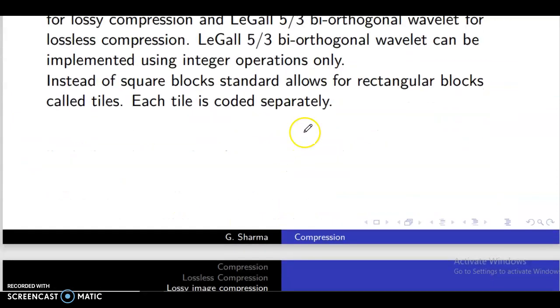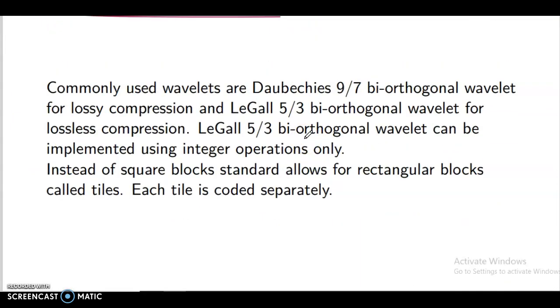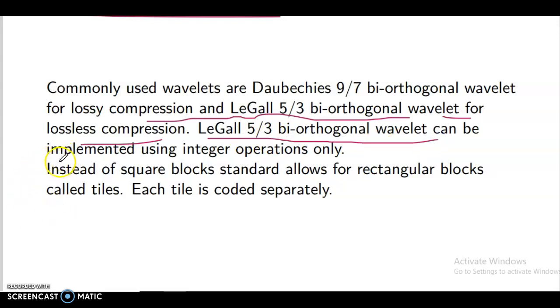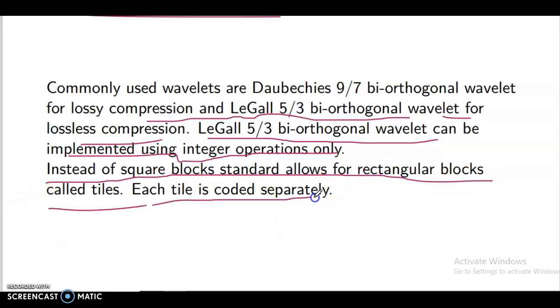Wavelet coding. Commonly used wavelets are Daubechies 9/7 biorthogonal wavelet for lossy compression and LeGall 5/3 biorthogonal wavelet for lossless compression. LeGall 5/3 biorthogonal wavelet can be implemented using integer operations only. Instead of square blocks, the standard allows for rectangular blocks called tiles. Each tile is coded separately.